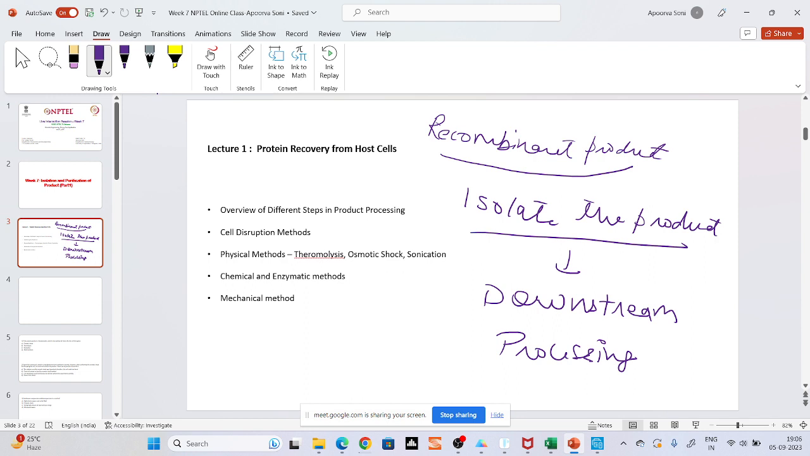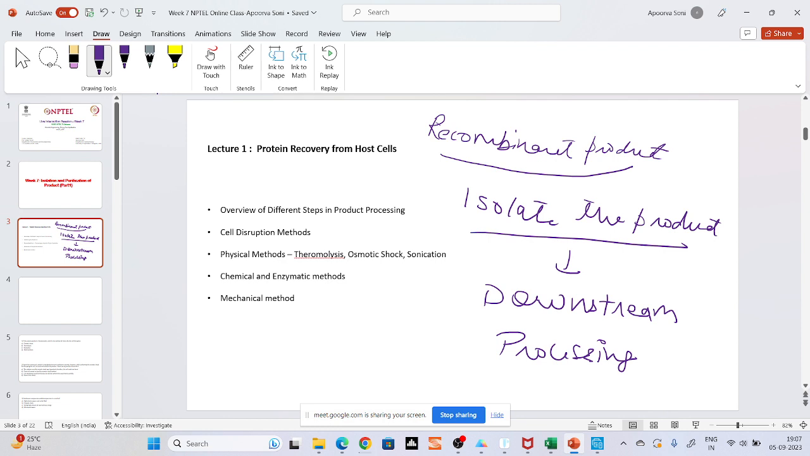the major cost of production is dependent on the downstream processing. It is the downstream processing that determines the cost of any particular drug or recombinant product, because the most expensive part of the whole thing is the downstream processing.